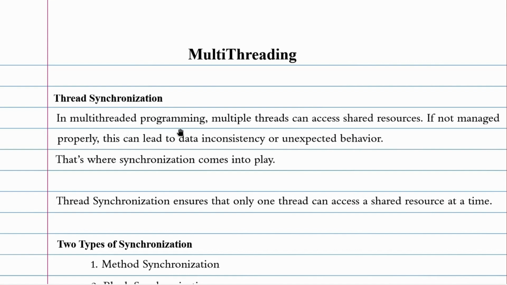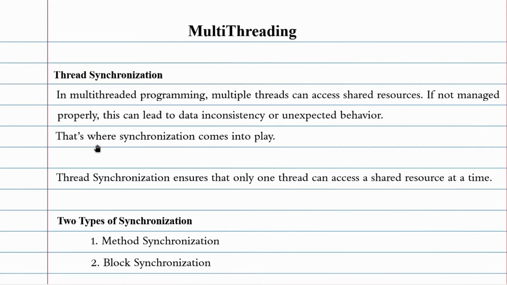In multi-threaded programming, multiple threads can access shared resources. If not managed properly, this can lead to data inconsistency or unexpected behavior. Suppose we start multiple threads and they access shared resources. If we do not manage this properly, it leads to data inconsistency or unexpected behavior. That's where synchronization comes into play.